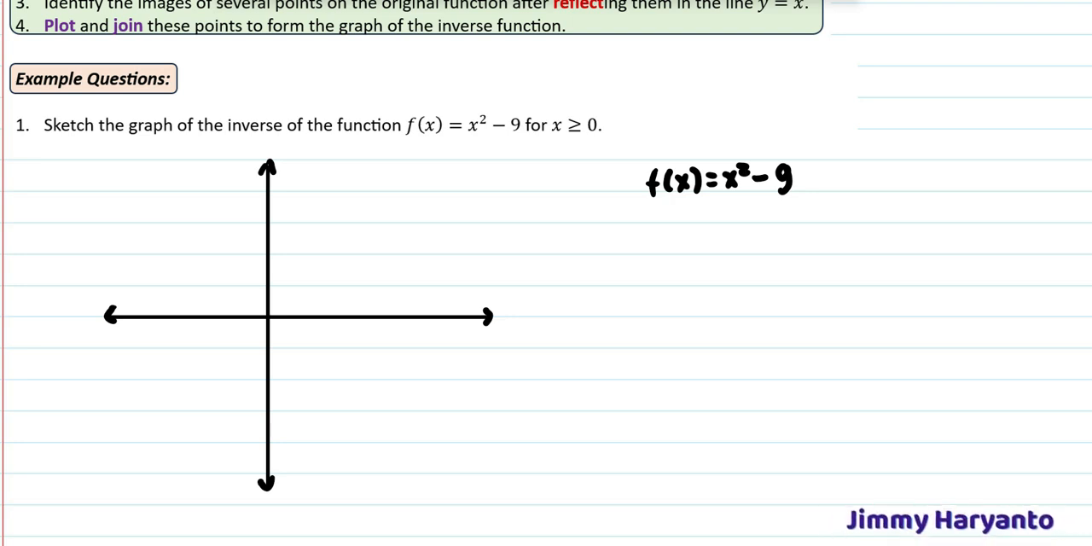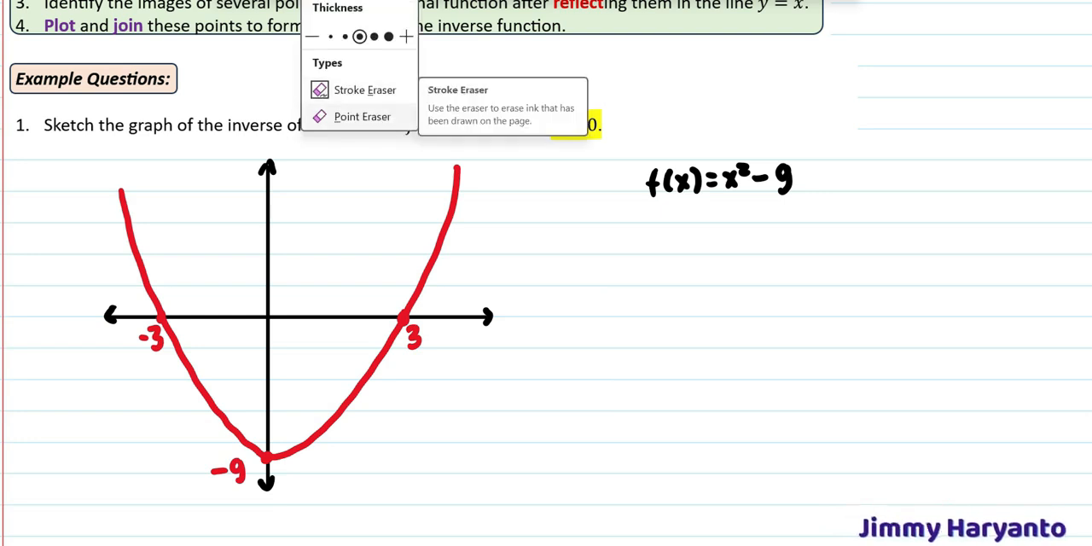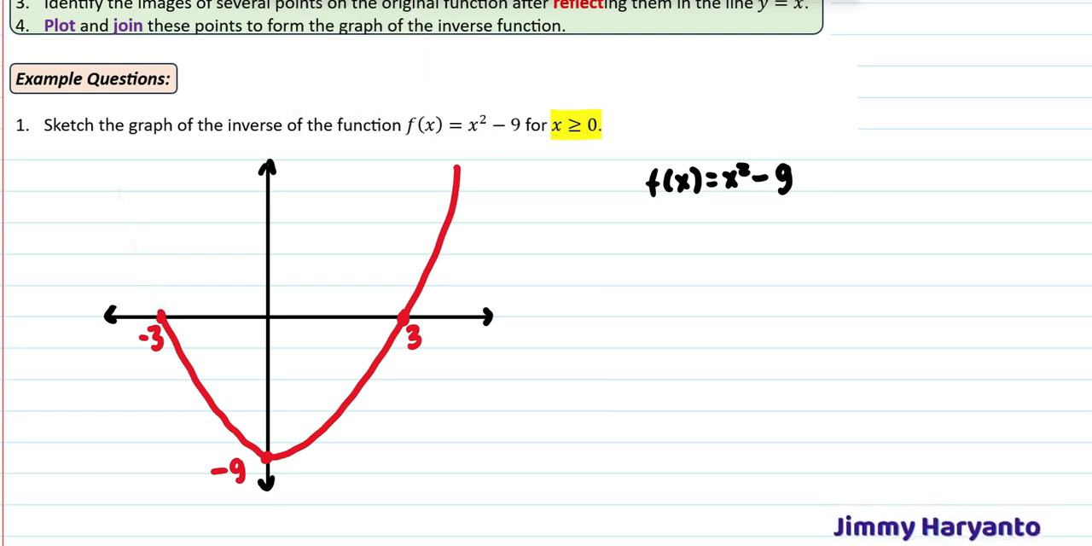That means the curve later will be like this. So this one is 3, this one is -3, this one is -9. There you go. This is our x-intercept and the y-intercept. But the question says you only have to draw it for x greater than 0. That means you have to erase this one, because it's not in the range of x. Yeah, it's not in the domain.